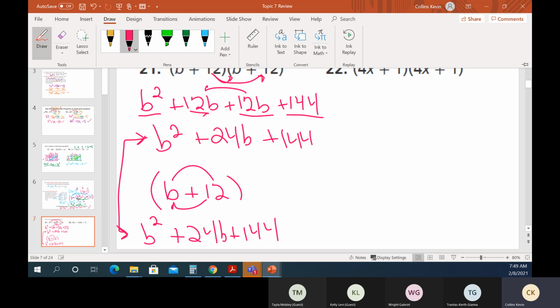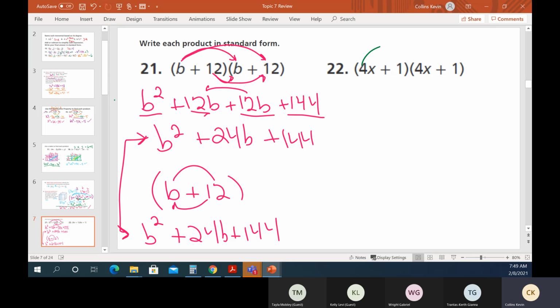All right, so next guy, same thing. So this one, you're going to do the 4 times 4. That's going to be 16x squared. 1 times 1 is going to be 1. Then we're going to have 4 times 1 and 1 times 4, so that's 4 and 4 more. So that's going to be 8x. So seeing the patterns in math always makes it easier. And we can definitely see the pattern going on here. Questions?